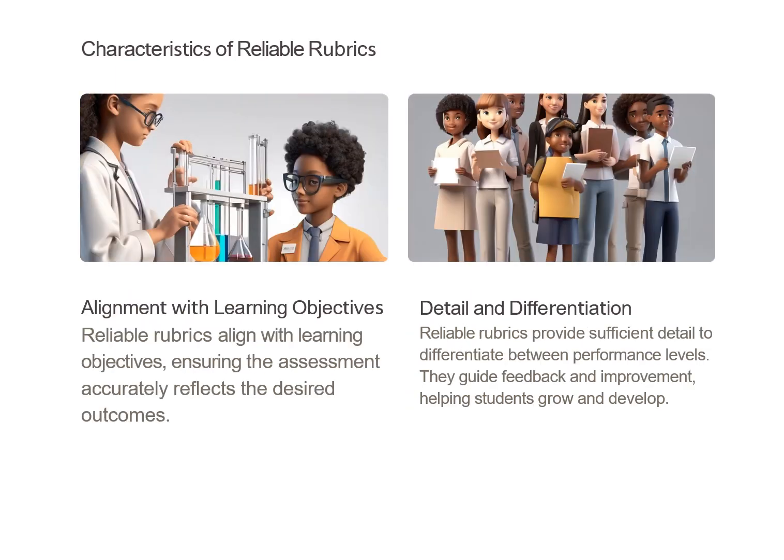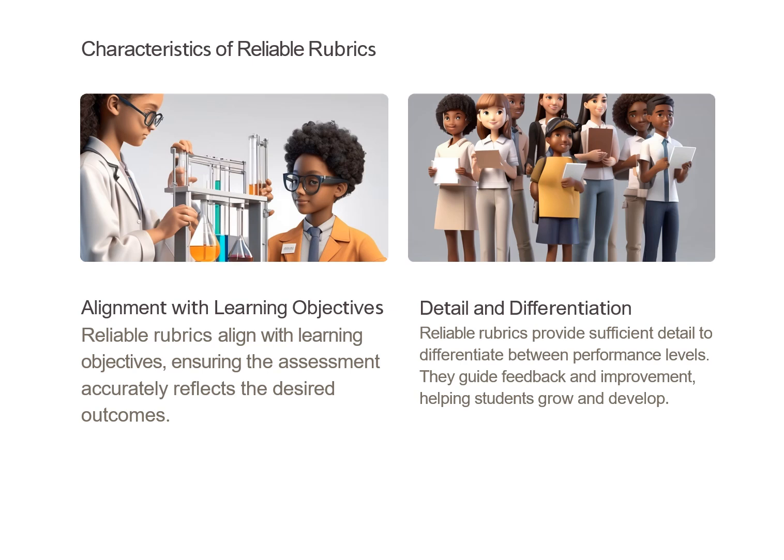Reliable rubrics are carefully crafted to align with the learning objectives of a particular assignment or activity. This alignment ensures the assessment accurately reflects what students are expected to learn and achieve. When rubrics are closely tied to learning objectives, educators can trust the assessment measures the right skills and knowledge.